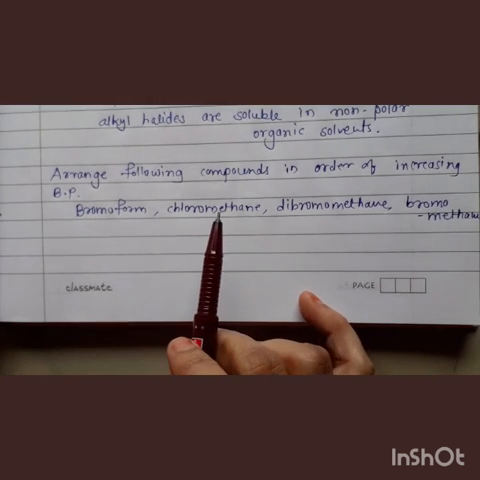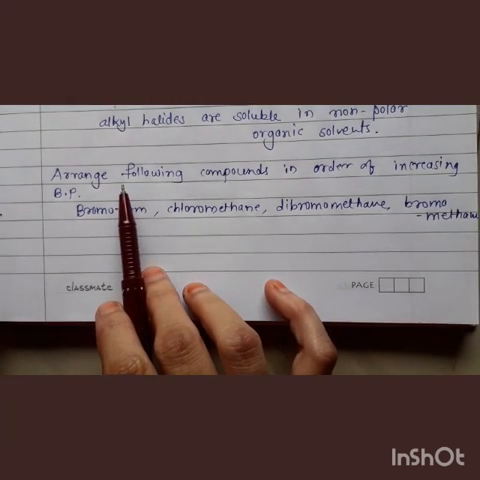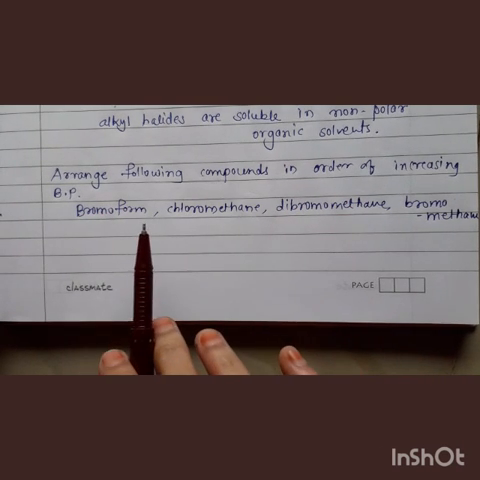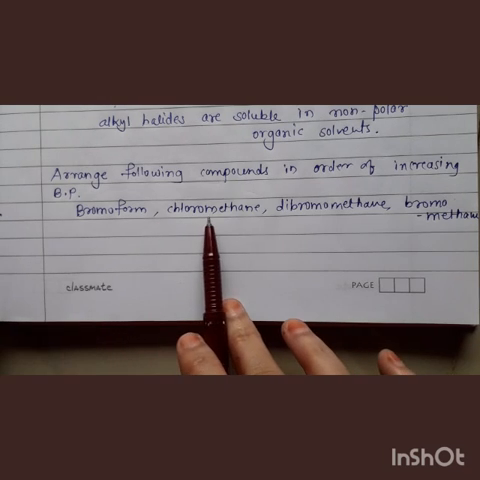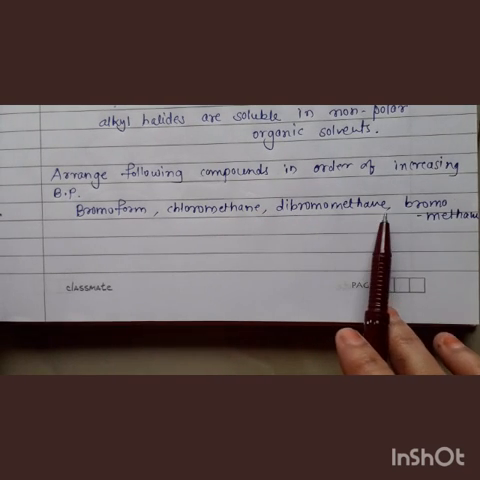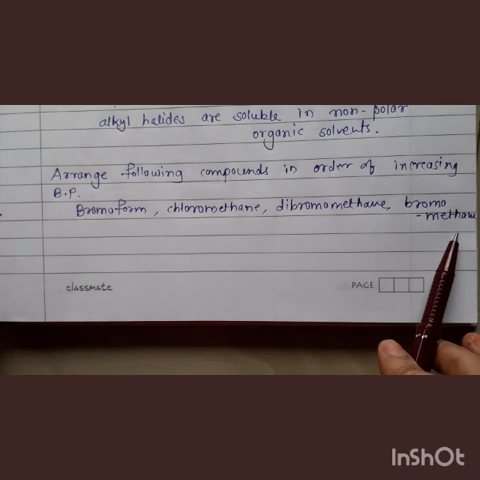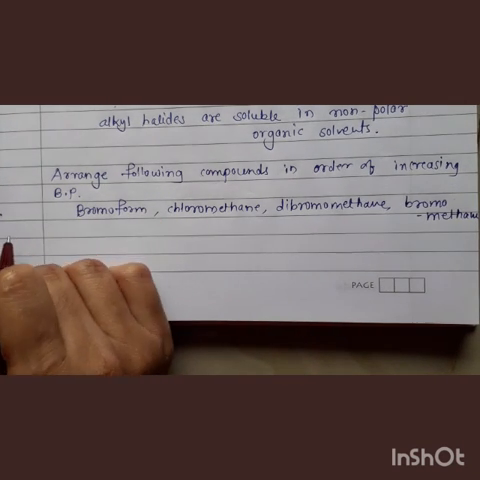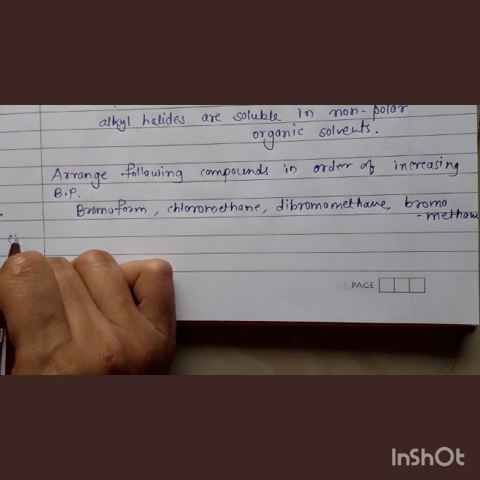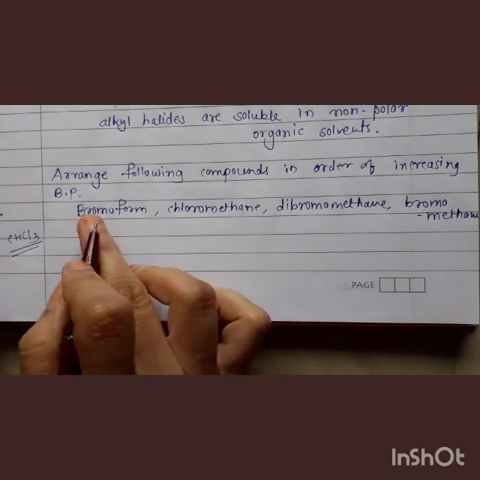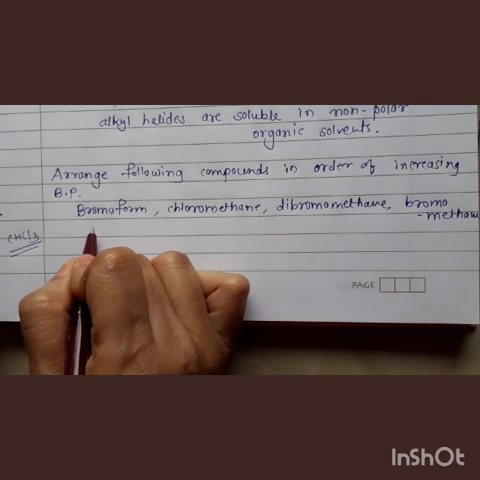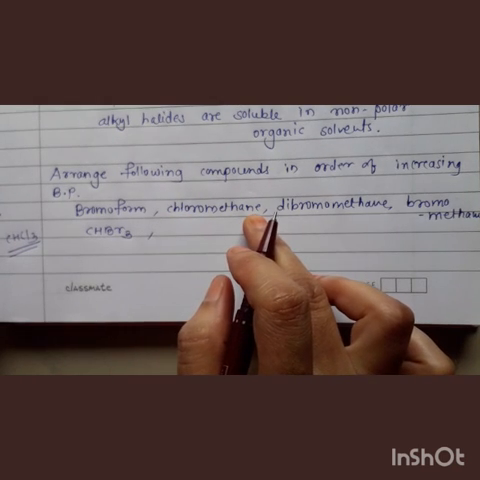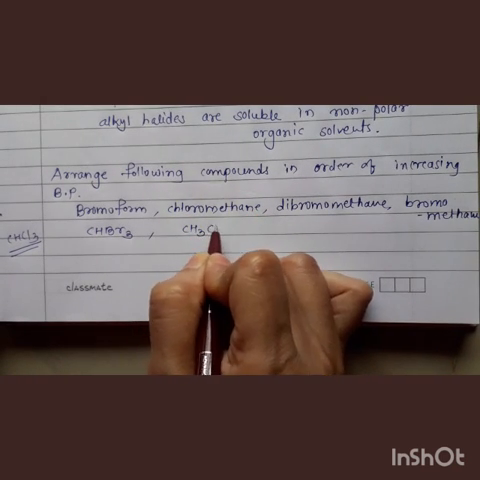Now see, one problem is given in your book. Arrange the following compounds in order of increasing boiling point. The compounds they have given are bromoform, chloromethane, dibromomethane and bromomethane. See, bromoform, what is the formula? You know the formula of chloroform is CHCl3, right? So what will be the formula of bromoform? CHBr3 is bromoform. Then chloromethane, CH3Cl.